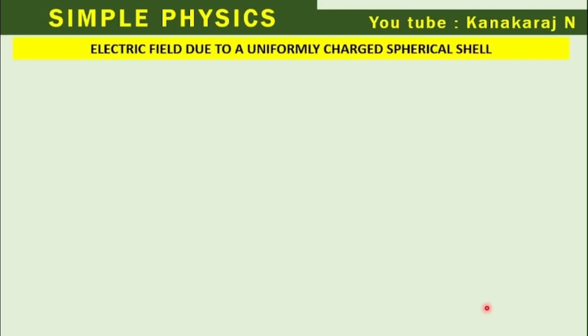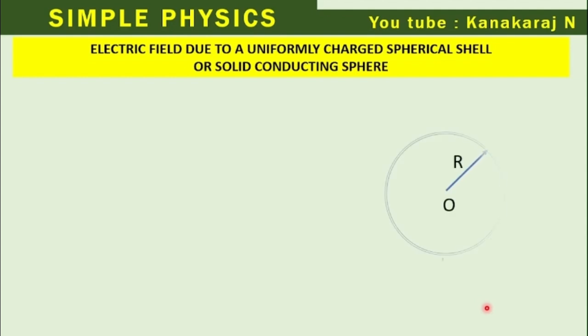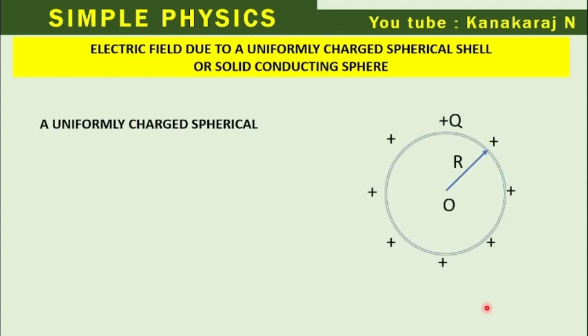Electric field due to uniformly charged spherical shell or solid conducting sphere. This is a uniformly charged spherical shell. The whole charge remains on the outer surface. Remember, no charge is available on the inner surface.